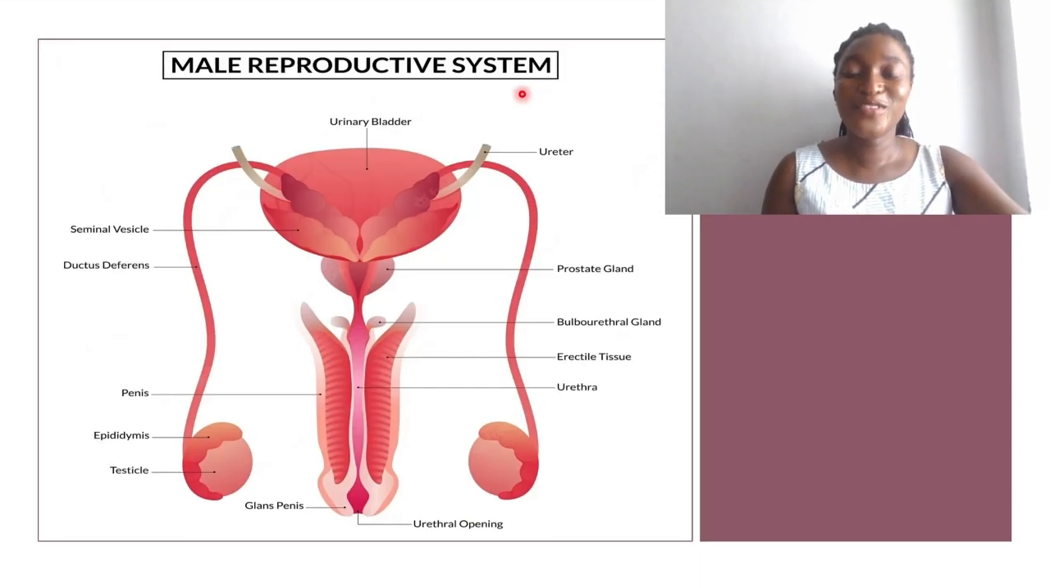Now, this is the structure of the male reproductive system. We'll be looking at the male reproductive system from the point where the sex cells, which are the sperms, are produced, right up until ejaculation occurs, where there is the release of the sperm cells from the male reproductive system. Let's take a look at these structures.